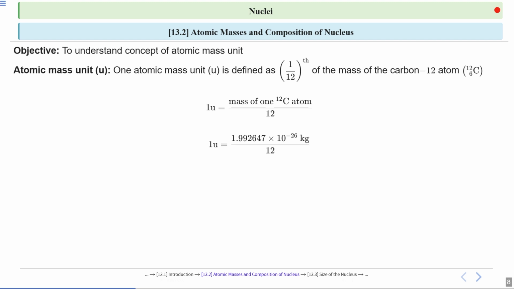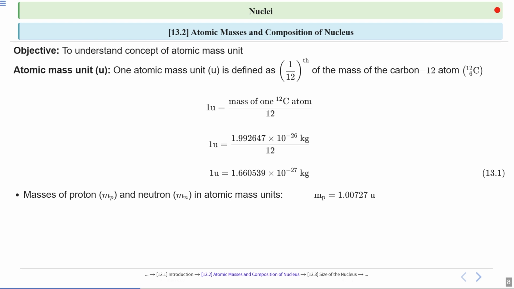Let's put some numbers to this definition. The mass of one carbon-12 atom is about 1.992647 times 10 to the power minus 26 kilograms. So if we divide this value by 12, we get the mass of one atomic mass unit in kilograms. After dividing, we find that one atomic mass unit is equal to 1.660539 times 10 to the power minus 27 kilograms. Mark this as equation 13.1.